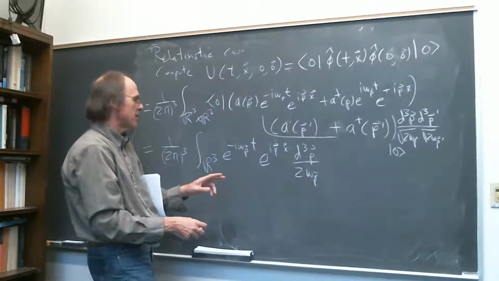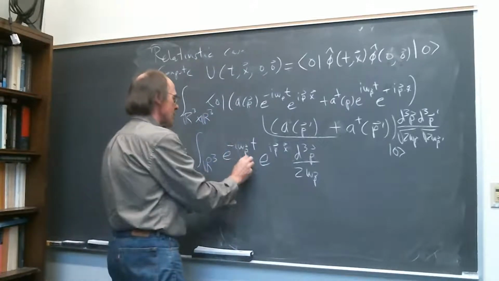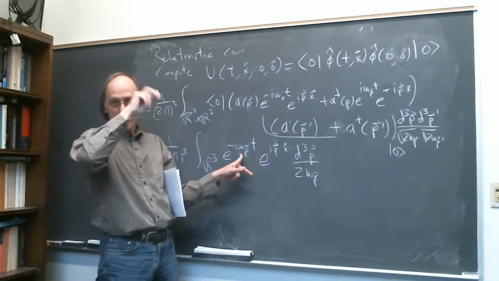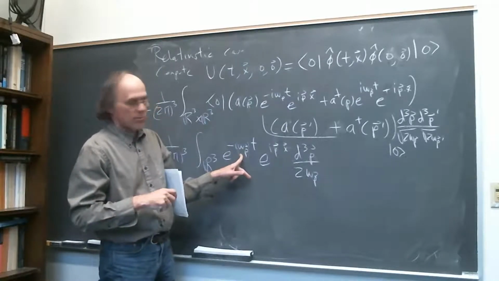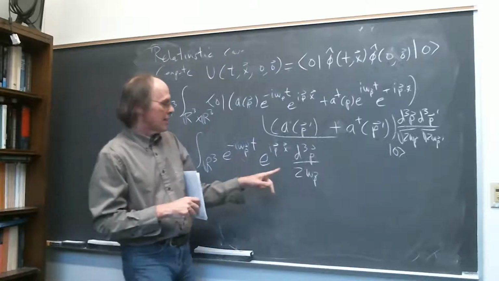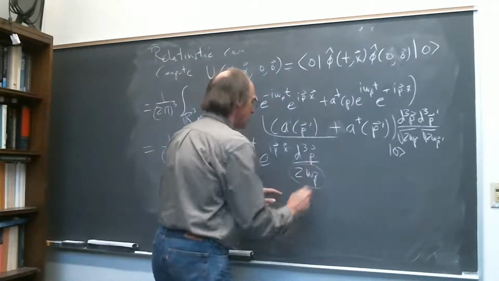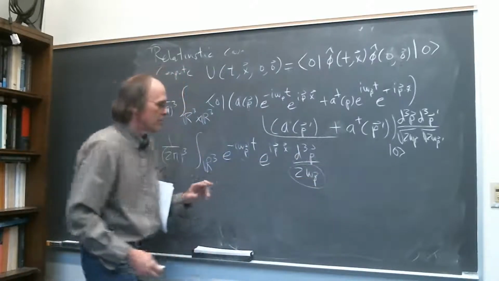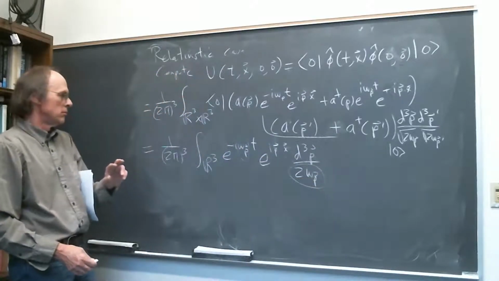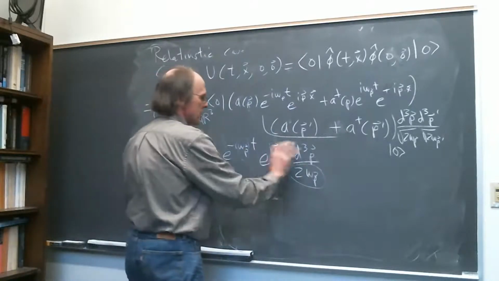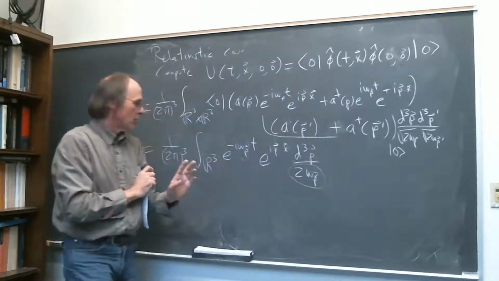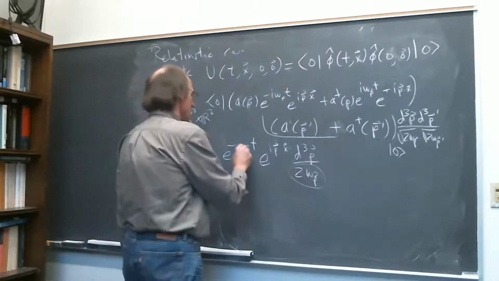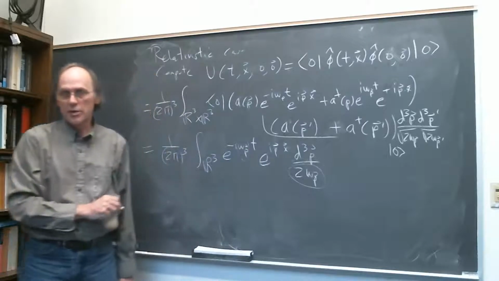The things that are different are here. So this guy, instead of being p squared over 2m, is the square root of p squared plus m squared, and there's this other factor. So this is formally somewhat similar to the thing that I wrote down before, but it's got these two different features.